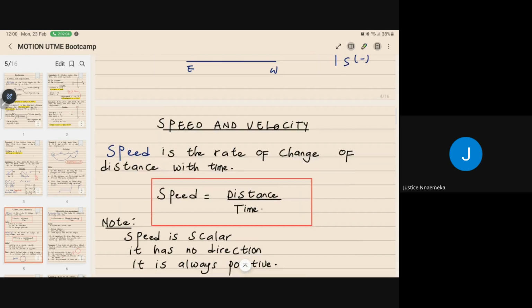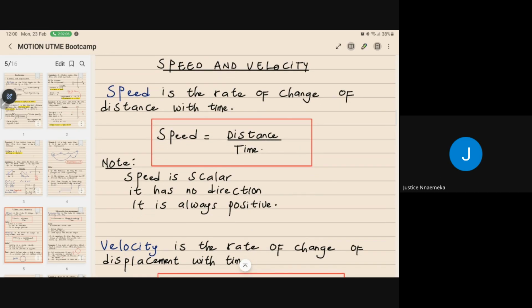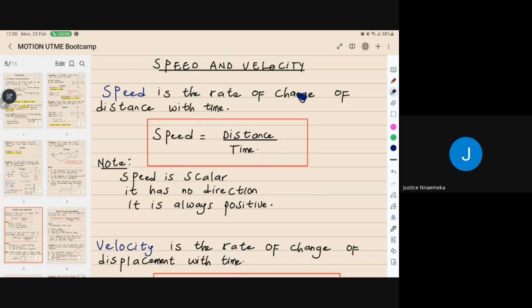So we left that and we spoke about speed and velocity. I will say that speed is the rate of change of distance with time. And we say that speed is distance over time. And speed is a scalar quantity. And it has no direction. And it's always positive.